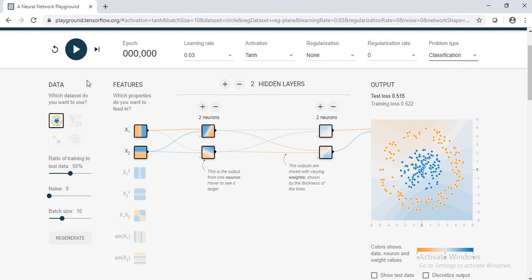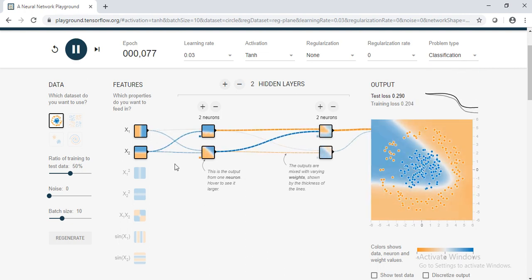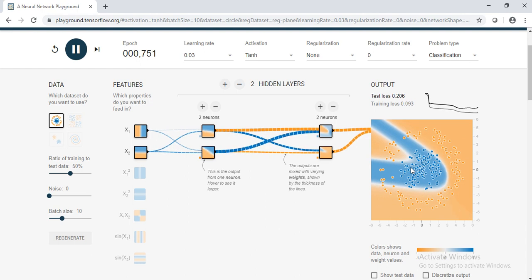So you can select it, you can play it, you can see how it is training. It's sending the data, it's back propagation, training loss. You can see the loss is getting lesser and lesser. You can see here the difference. It will try to segregate very properly. The blue color neurons need to be well segregated from the rest of the orange ones. So color shows data, neurons, and weight values. If you click, you can see the weight also, how it is varying. Weight is 4.2, 3.8.